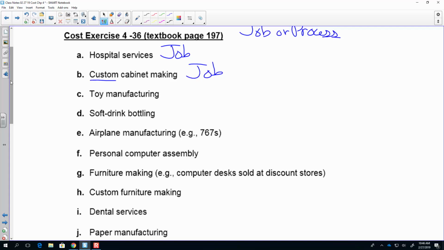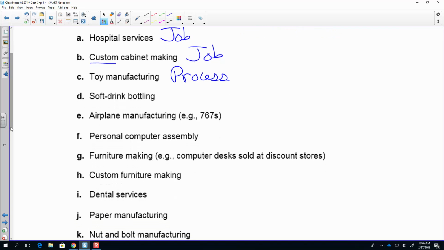Toy manufacturing, process. Unless we're in Door County and they make those cute little wood toys, it's pretty much process, right? Going over to Ruby, soft drink. Job? This is more likely process, yes. Think of Pepsi, right? Think of Coke. They're making the same product year-round.